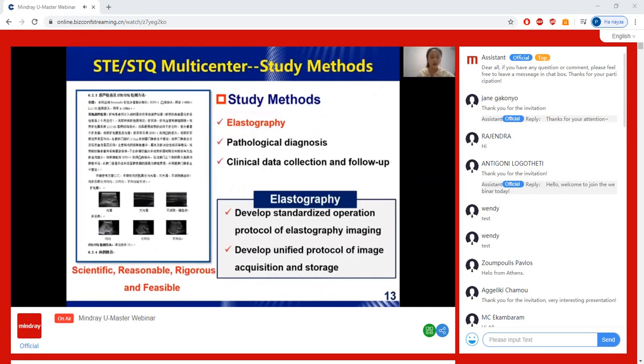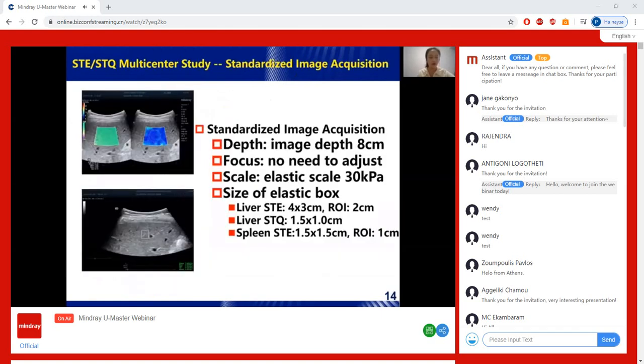Study methods including elastography, pathological diagnosis, and clinical data collection were determined uniformly in advance. Especially for elastography, standardized operation protocol, unified image acquisition and storage methods were developed. During image acquisition, depth, focus, scale, and size of elastic box were settled. The standards were made according to preliminary experimental results, previous research, and guidelines.